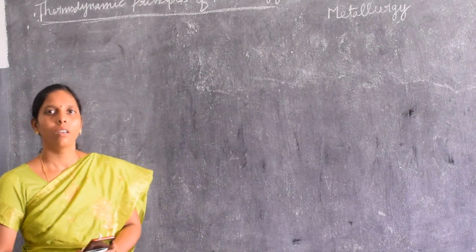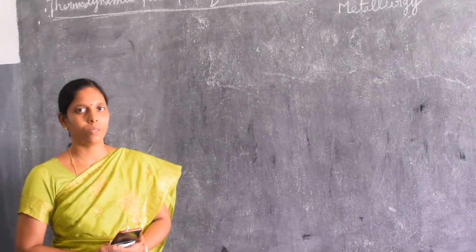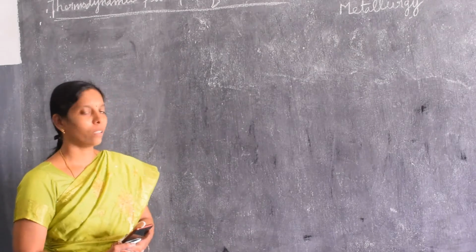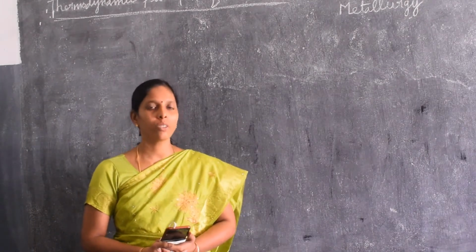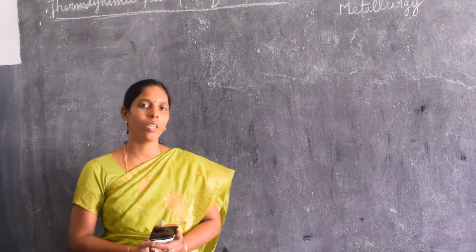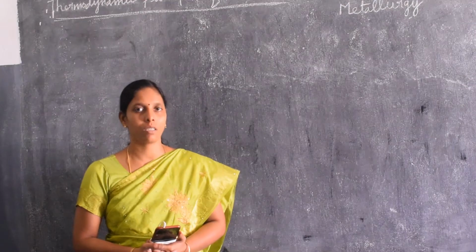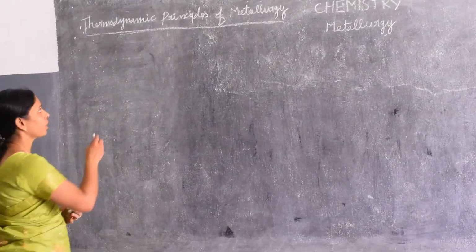Good day to all. Today we are going to discuss thermodynamic principles of metallurgy. We already discussed in the last class that metal oxides can be reduced by using a suitable reducing agent like carbon, hydrogen, aluminium, sodium, calcium, magnesium, etc. Now, the reduction of metal oxides.